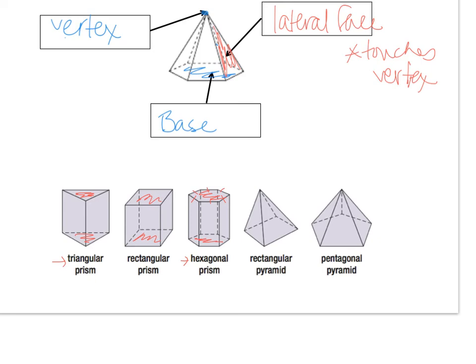Looking at those pyramids here, notice that they just have that one base, and I name them by whatever shape that base is. So I have a four-sided figure right here, so that's my rectangular pyramid, 1, 2, 3, 4. And then I've got this pentagonal pyramid, so it's got 1, 2, 3, 4, 5 sides, so it makes it a pentagon, which makes it a pentagonal pyramid, because there's only one base.